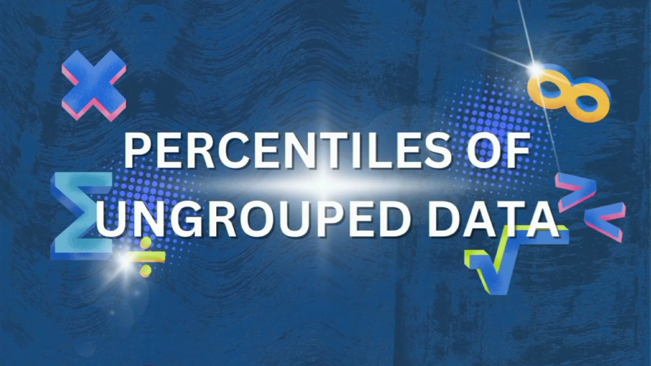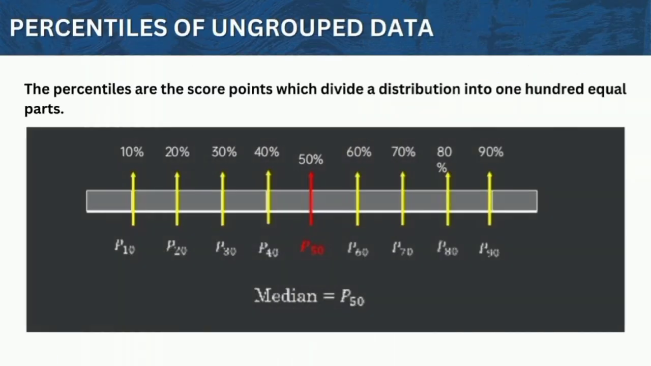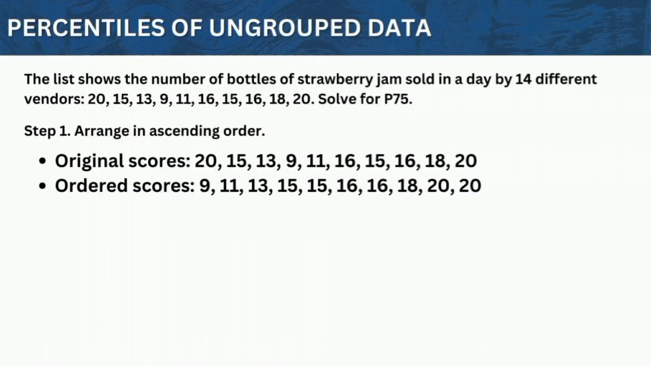Way to go! The percentiles are the score points which divide the distribution into 100 equal parts. The median of the dataset is the 50th percentile. The list shows the number of bottles of strawberry jam sold in a day by 14 different vendors. Solve for the 75th percentile.